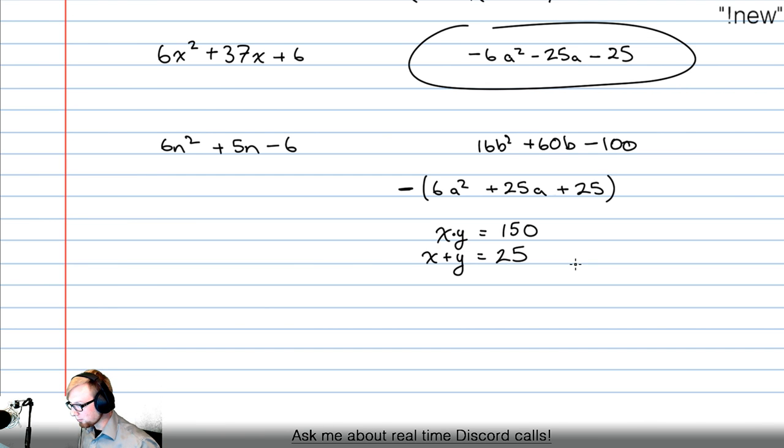Okay, so wouldn't it still be 30 positive and negative 5? Look. They have to multiply together to give you a positive.